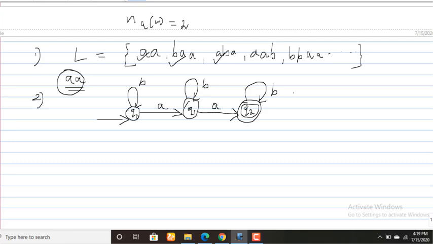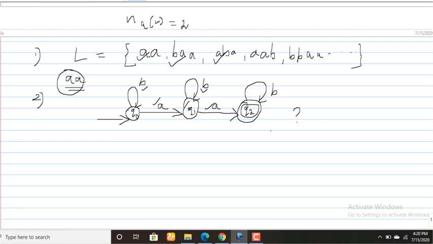How to check which is the end part of the construction? Just check from the state Q0. The state Q0 has the transition on both A and B. Yes, Q0 has the transition on both A and B, Q1 has the transition on both A and B, and Q2 also has the transition on both A and B. Is it right? No. Okay. Oh, what about A here?